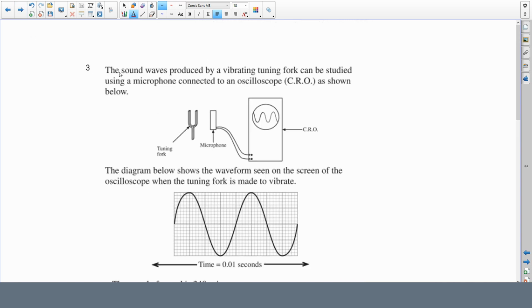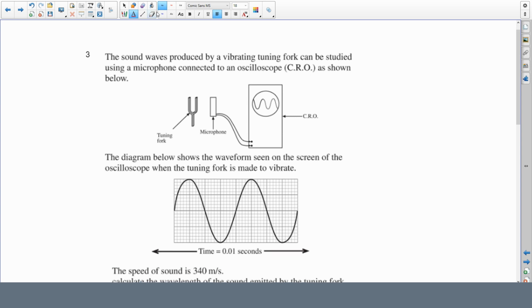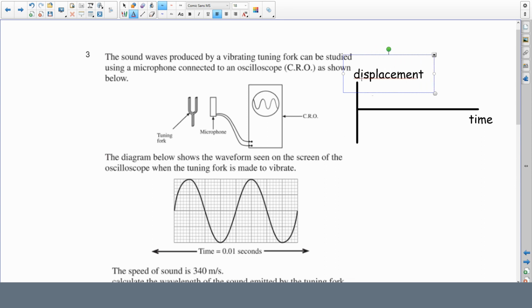Okay, so the sound waves produced by a vibrating tuning fork can be studied using a microphone connected to an oscilloscope, CRO, as shown below. Now, the key thing that you need to understand about a CRO is that it's a fancy sounding name for something that shows you a graph. It just shows you a graph like that on a screen where the x-axis is always time and the y-axis is always displacement, or distance away from start position, whichever way you want to put it. Alright, that's what this is. It's just a graph.